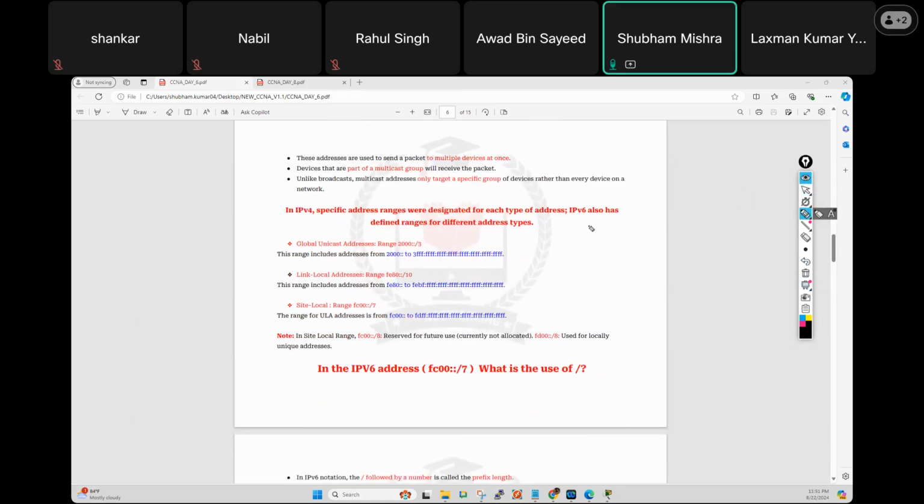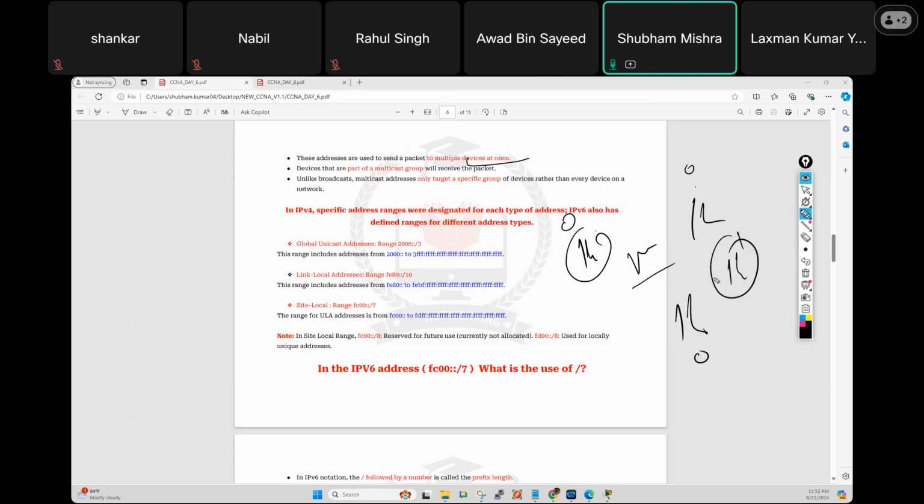Multicast addresses are used to send packets to multiple devices. Because on a multicast address, the devices which can understand the multicast address, all those devices can understand that IP address. For example, this is a router, this is a router, this is a router. If on all three routers you configure OSPF, it means all three routers can understand the multicast address. And this is the fourth router. If I do not configure any protocol, then this router never understands the multicast address. Are you getting my point? That is called multicast address.